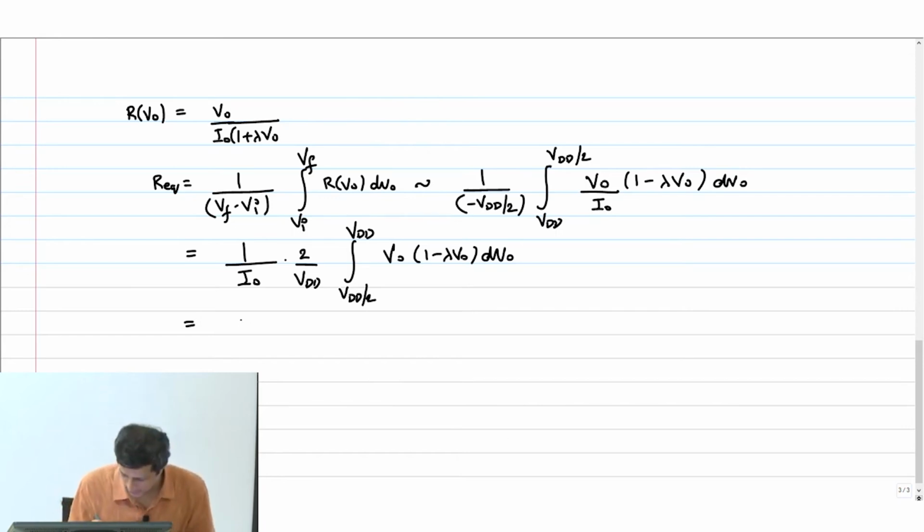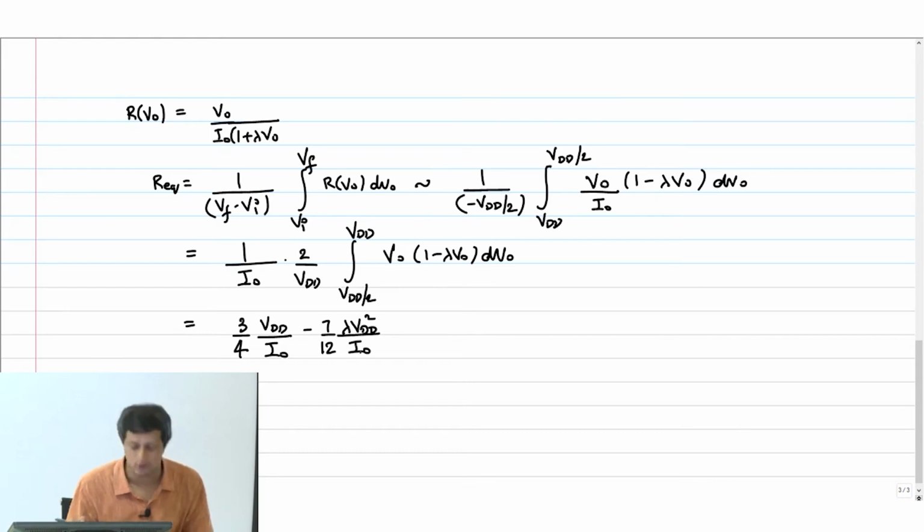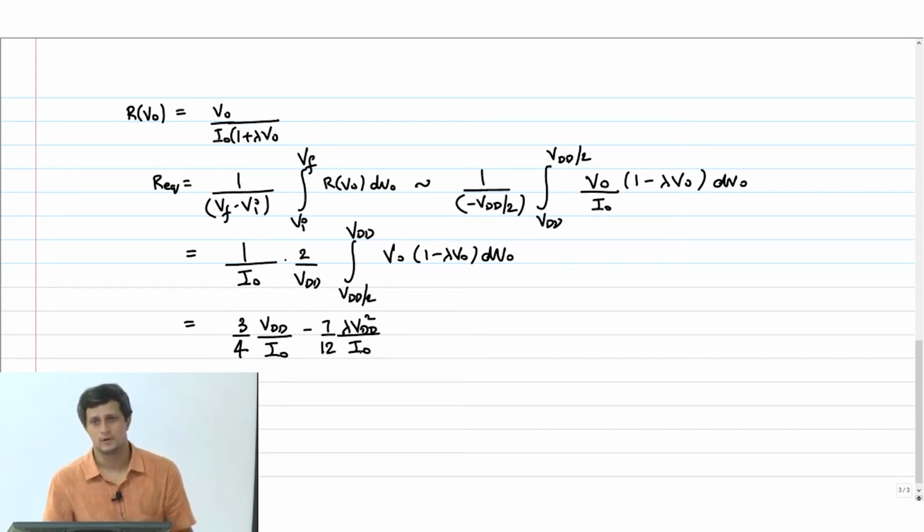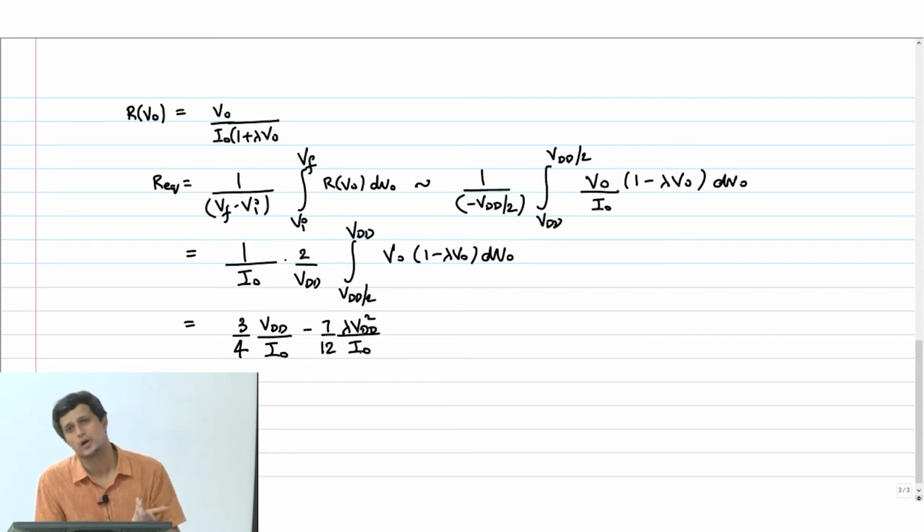So what did we get as the answer here? You solve the integration and you just get 3 by 4 VDD by I naught minus 7 by 12 lambda into VDD squared by I naught, right? This is what we got. Fine. So if it is going to have channel length modulation, then this is the only way you can do it, because there is a variation of resistance all through because of that 1 plus lambda V naught, right.